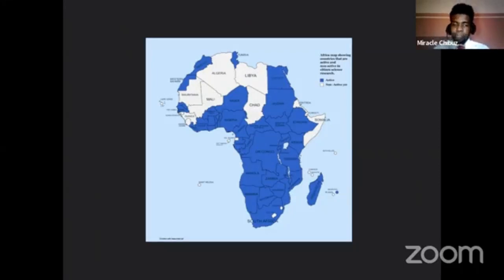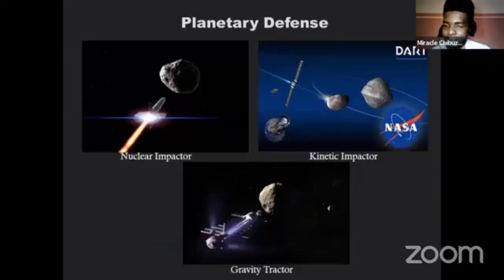So now, planetary defense. You might ask, if we discover asteroids, what are we going to do as a human race? The answer lies in planetary defense. We have 5 planetary defense mechanisms.